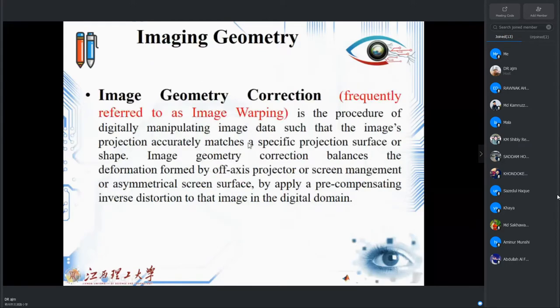There is another term which we call image geometric correction, frequently referred to as image warping, which is the procedure of digitally manipulating image data so that the image projection accurately matches a specific projection surface or shape. Image geometric correction compensates for the deformation caused by an off-axis projector or screen, or an asymmetrical screen surface, by applying a pre-compensating inverse distortion to the image in the digital domain.